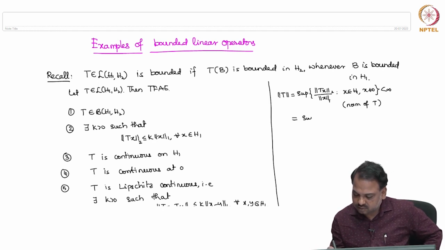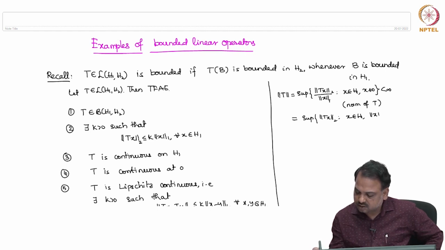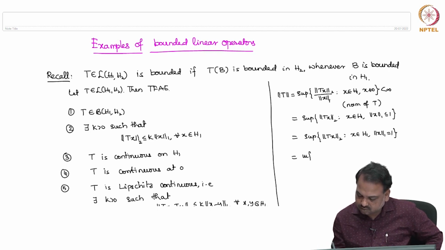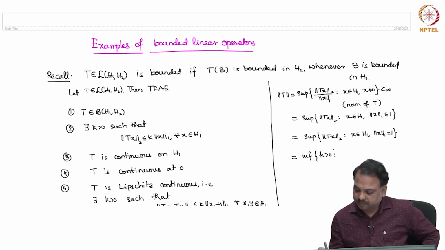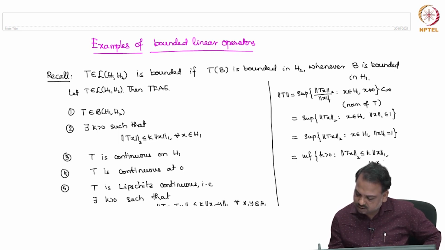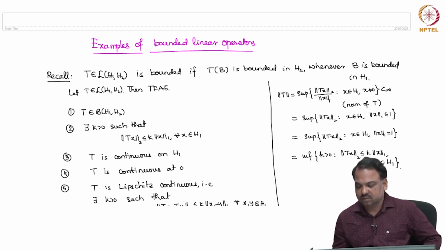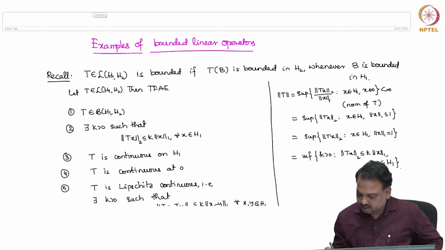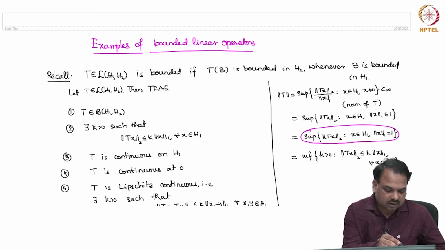That is nothing but supremum of norm Tx, where x is in H1, norm x less than or equal to 1. This is the second one, and this is the third one, norm Tx, where x is coming from H1 and norm x is 1. And the last one is infimum of all those positive numbers k such that norm Tx is less than or equal to k times norm x for every x in H1. So we have shown that all these different formulas give the same quantity called the norm of the operator. Most of the time we will be using the third condition, and we explained in the last class that the fourth condition gives a geometric interpretation.